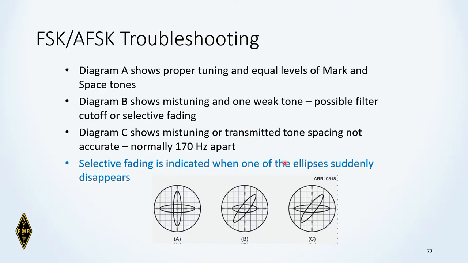And C is another indication of a problem, mistuning or wrong tone spacing. This is the one that you want to see. And then selective fading is indicated when one of the ellipses suddenly disappears. And that's kind of amazing, because these things are only 170 hertz apart. So for selective fading to only affect a frequency that's 170 hertz away from the other one is pretty remarkable, but it does happen. So these tuning indicators will help you see what's going on if you're using one of these modes. Note the blue text.